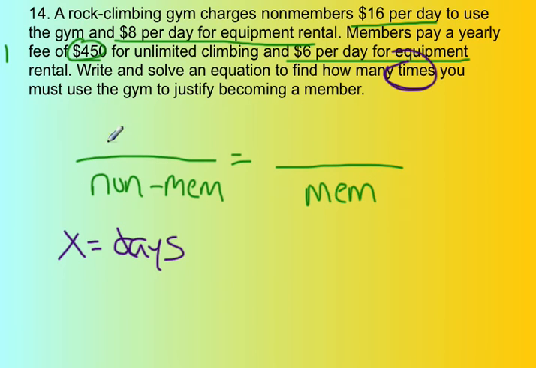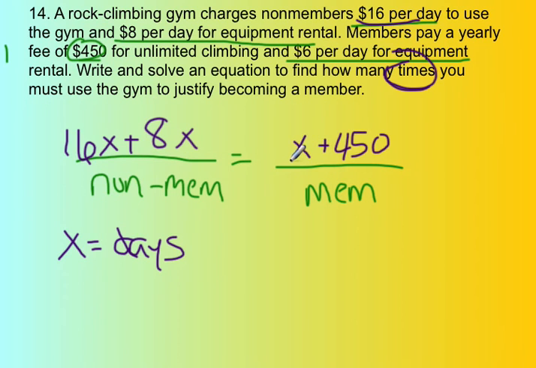For every x day we go, we have $16 just to get in. And for every x day we go, we need $8 for the equipment rental. Then, if we're a member, we say, okay, I'm just going to pay $450. When I pay that, I don't have to pay this $16 per day entry fee. And by being a member, for every x day I go, I only have to pay that $6 equipment rental.